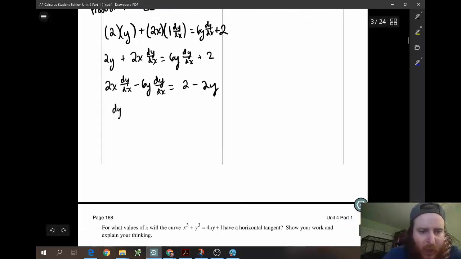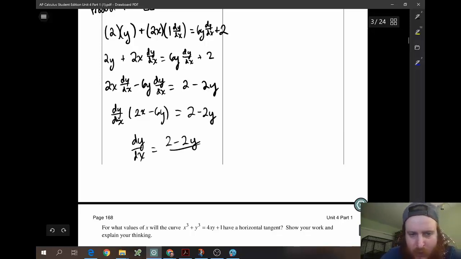Now we can factor out a dy dx. And when you get pretty good at these, I don't even write the factoring step. I just realize that the 2x minus 6y part is going to divide. Okay, so now we're going to divide it. And again, I don't show the dividing step. 2 minus 2y divided by 2x minus 6y.